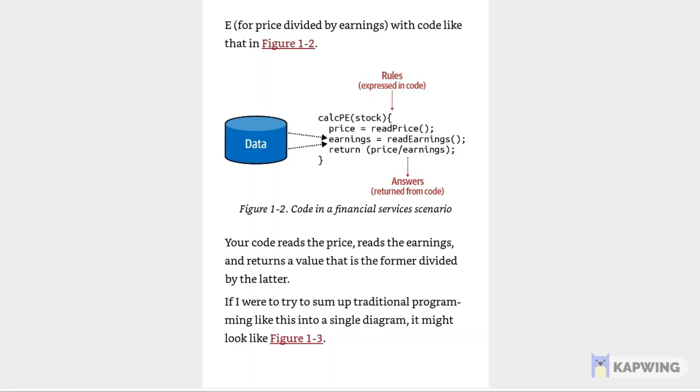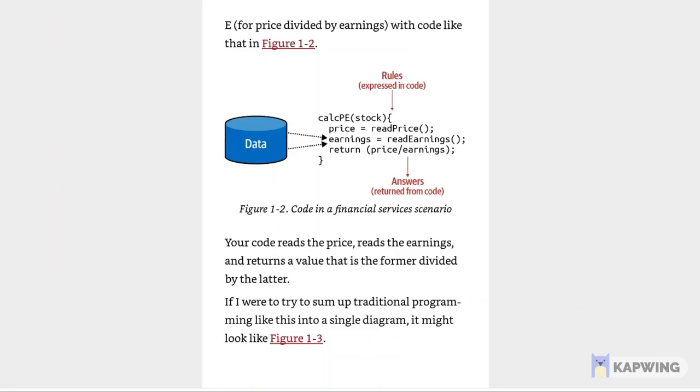The code is expressing the rules. So it calculates PE for a stock: you read the price using the read price function, you read the earnings by the read earnings function, and you finally return price divided by earnings. So that's the answer that you require, right? Here the rules are: you get the price, you get the earnings. This is the rule, and we are returning the answer of that rule from the code. Your code reads the price, reads the earnings, and returns a value that is the former divided by the latter.